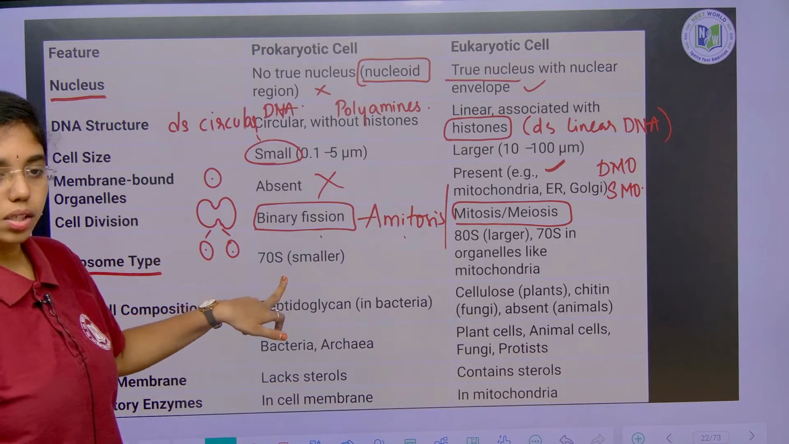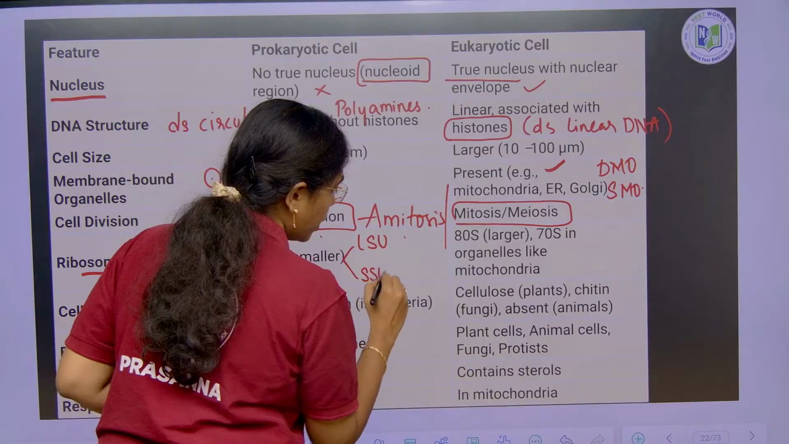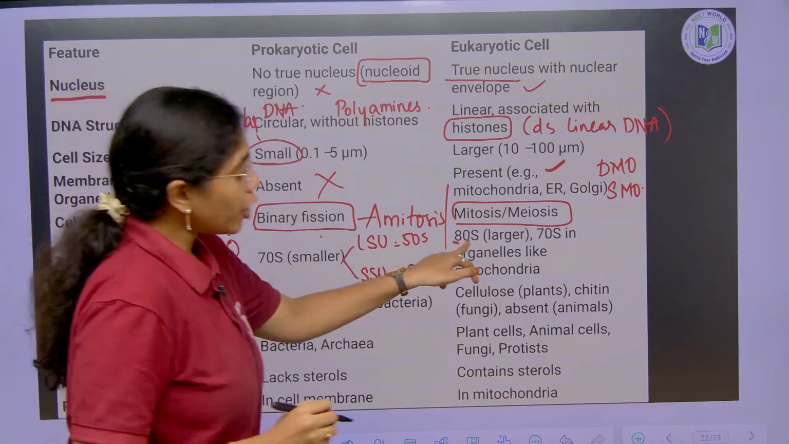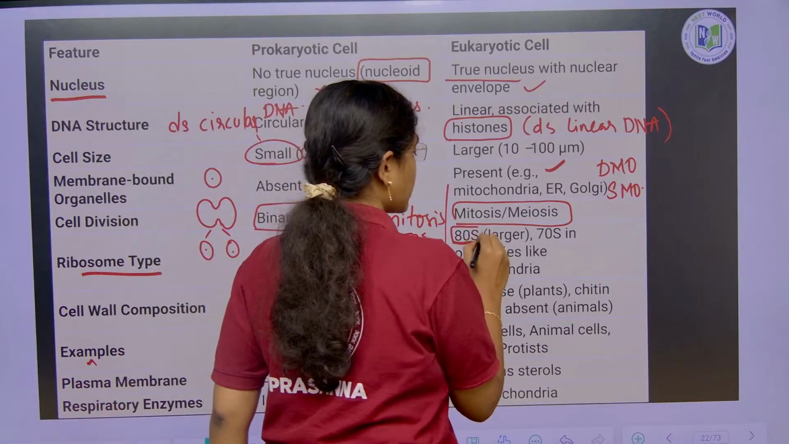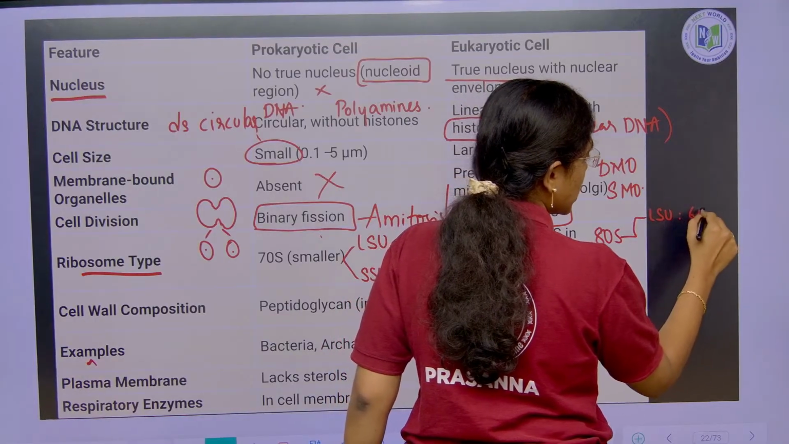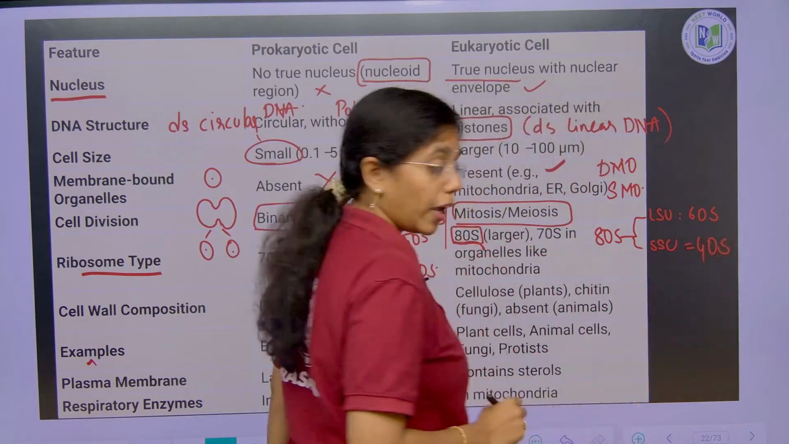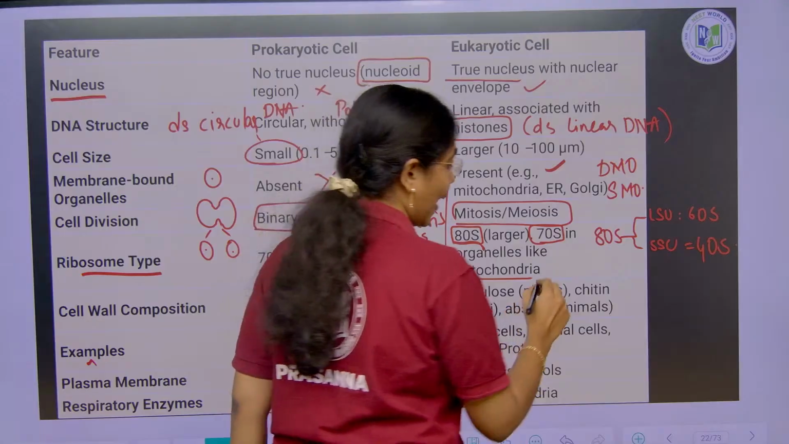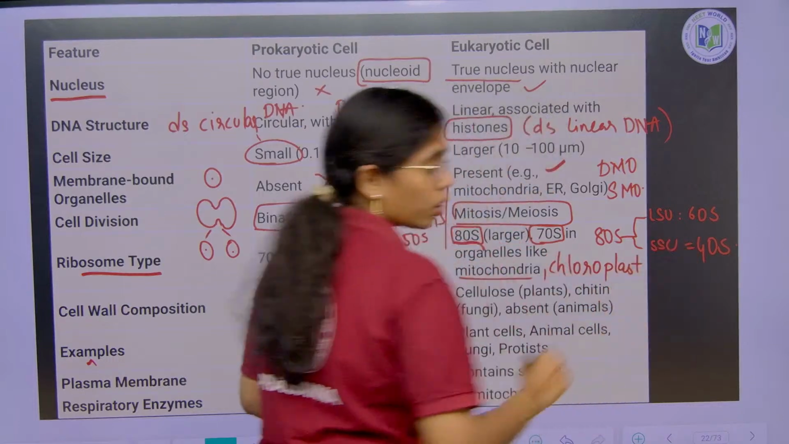Ribosome is 70S in prokaryotes, where the larger subunit and smaller subunit are 50S and 30S. Over the endoplasmic reticulum or inside the cytoplasm of eukaryotic cell, you will see 80S ribosomes. For 80S ribosomes, the larger subunit is 60S, smaller subunit is 40S. 70S ribosomes are also present, but they are present in mitochondria and chloroplast.